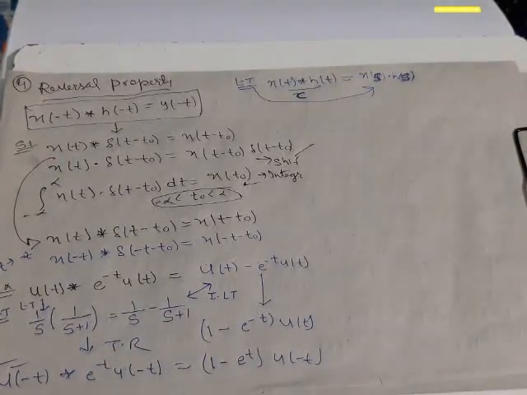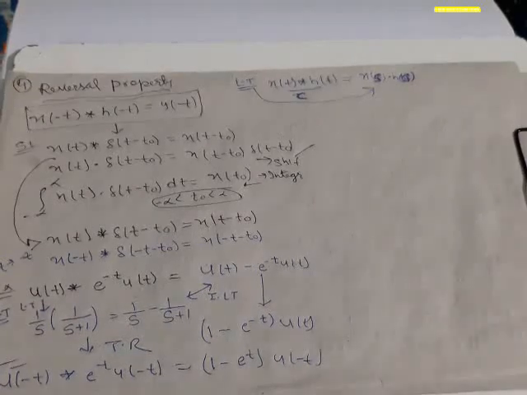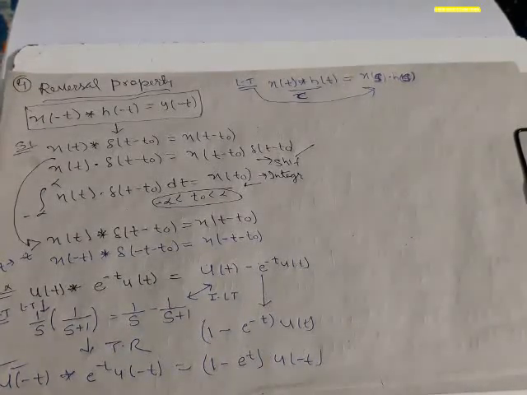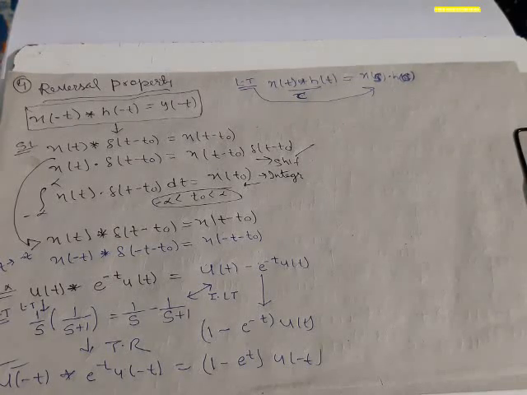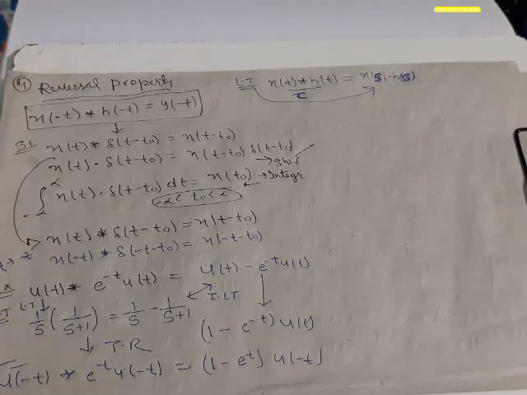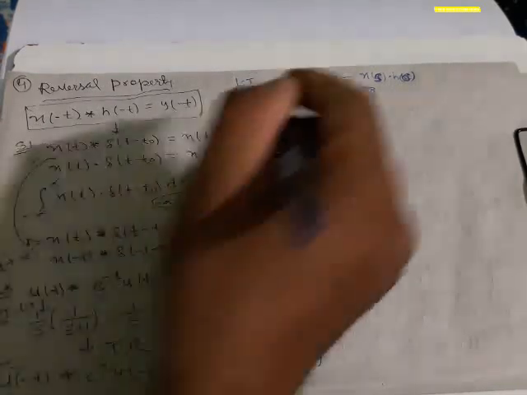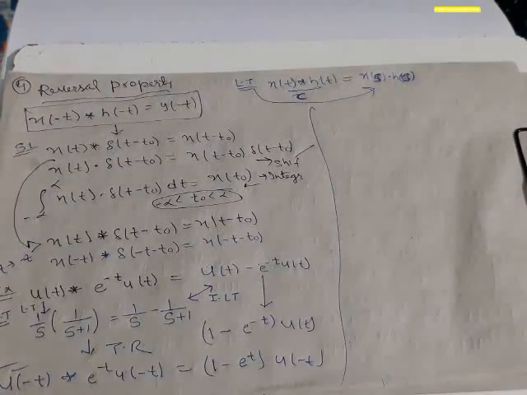Now see, we can write this in terms of the unit step function as u of t minus u of t minus 1. So x2 of t we can write as this.